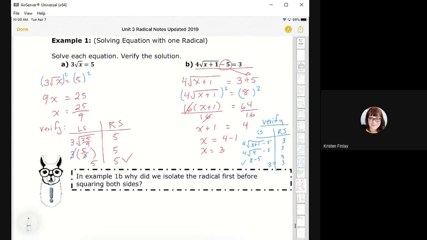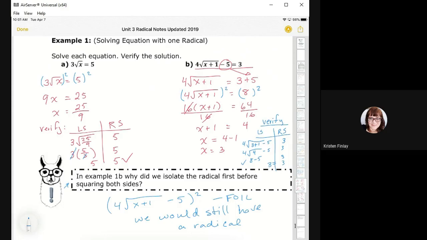Okay. Now, again, I said we want to isolate the radical first before squaring both sides. If we don't, we would have to FOIL and we would still have a radical, because if we look at this, 4 root x plus 1 minus 5, if we're going to square that, we have to use FOIL, right? And we would still have a radical. And we don't want to do that, okay? Now, as we move into more complicated ones, sometimes you have to actually square more than one time in order to get rid of the radical. So we're going to move ahead and see what happens.